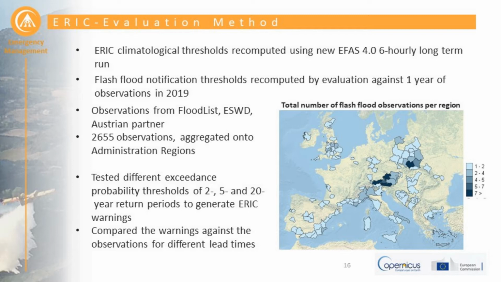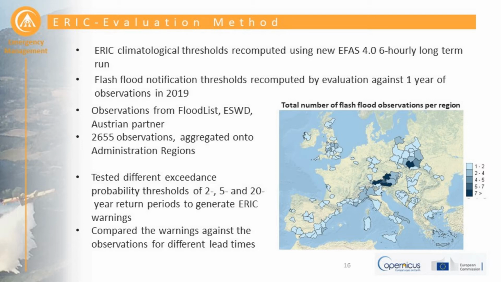So basically, once we had the LISFLOOD long-term run available, we recomputed the climatology for ERIC. So that means between 1991 to 2008, we use the COSMO limited area model reforecast as the meteorological input with the soil moisture from the LISFLOOD long-term run. And we compute the annual maxima series for ERIC, and then we compute things like the mean annual maxima and the return period thresholds. And then the next step of that is we need to see if we need to change the notification criteria for the flash floods.